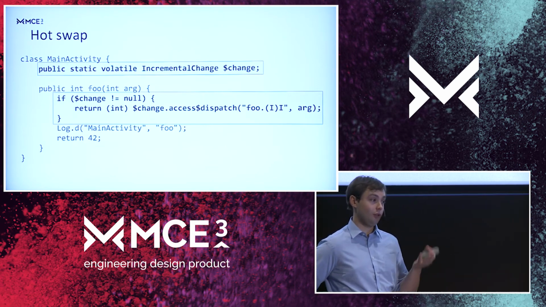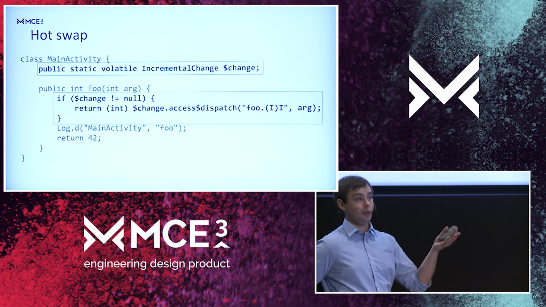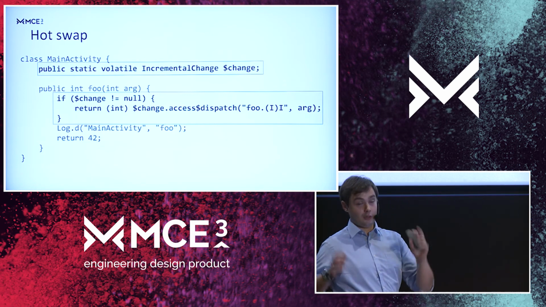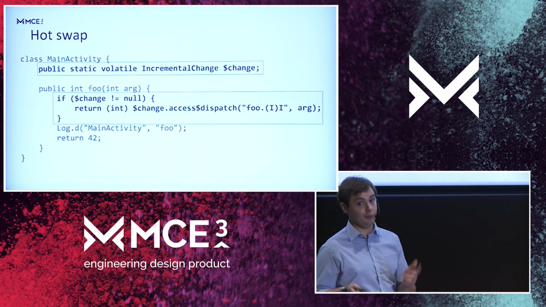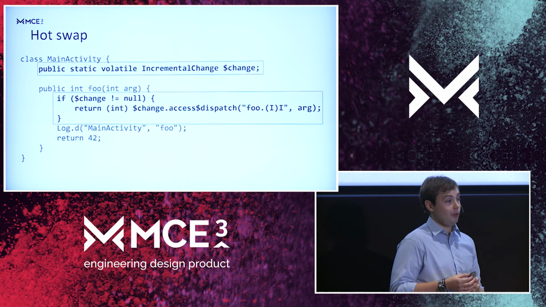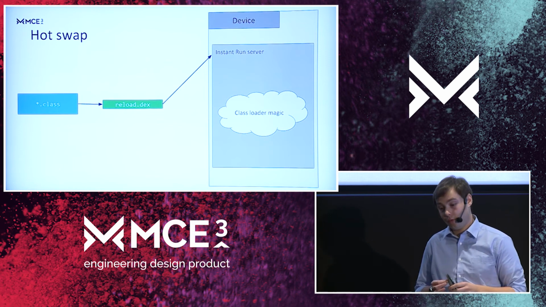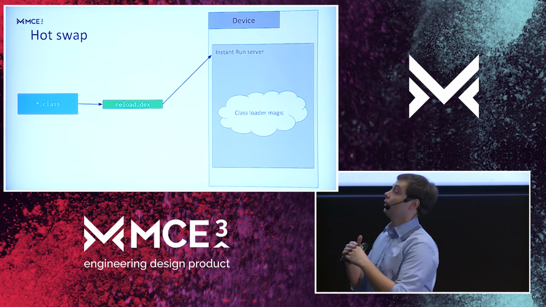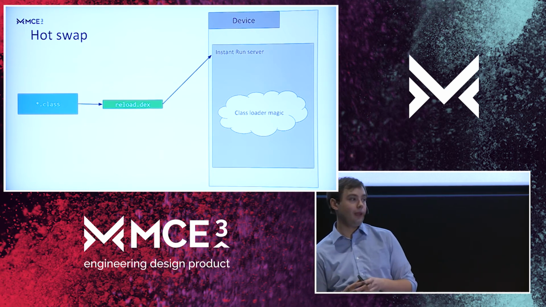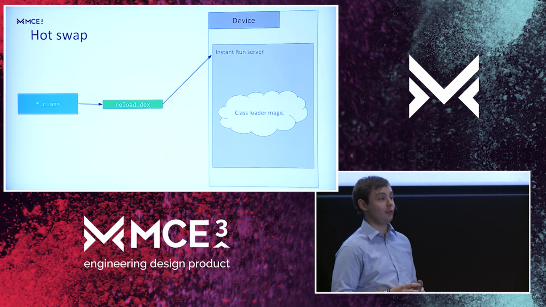And if it is null, then carry on as usual. But if it's not null, then ignore all the code that you typically had in there, and instead dispatch the name of the current method, the arguments to it, and also we would send this object there as well, and just return whatever the incremental change object decided is the correct result. So the way we use it is that whenever you change any of your classes, we find only the changed class files, and we create those very, very tiny dex files, which only contain one class. And then we push those tiny dex files to the running instance of your application.